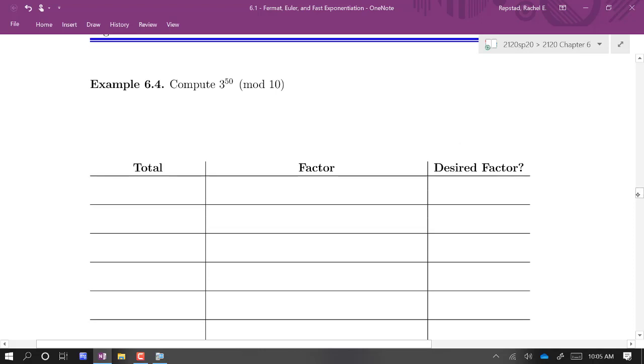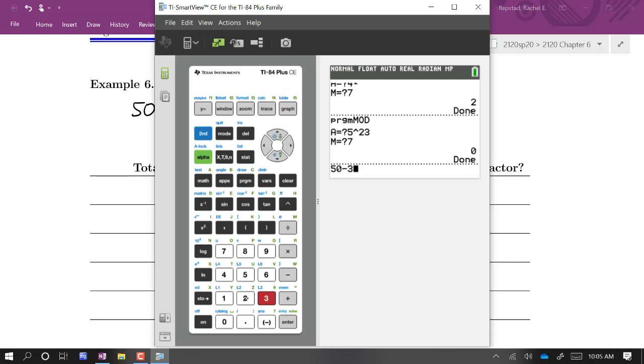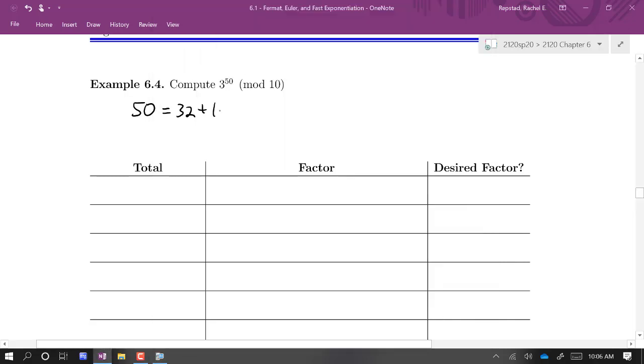Let's do one more. We're going to compute 3 to the 50th power mod 10. We start by expressing 50 as a sum of powers of 2. So the highest power of 2 would be 32. That leaves us with 18, so 16. And then there's 2 left, so 2. So 32, 16, and 2. And that means that 3 to the 50th is 3 squared times 3 to the 16th times 3 to the 32nd. And these are the desired factors.